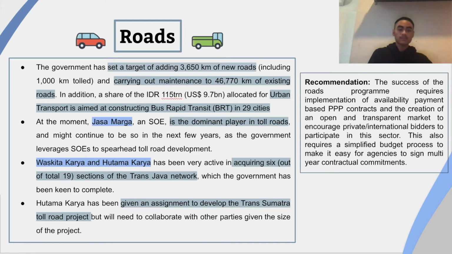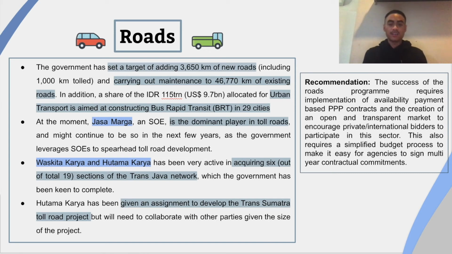At the moment, Jasa Marga is a dominant player in the toll roads, as you can see. On all toll roads, you can see Jasa Marga's logo everywhere, which means they are dominating the toll roads. Waskita Karya and Hutama Karya have been very active, acquiring 6 out of 19 total sections of the Trans-Java network. And Hutama Karya has been given an assignment to develop the Trans-Sumatra Toll Road project.